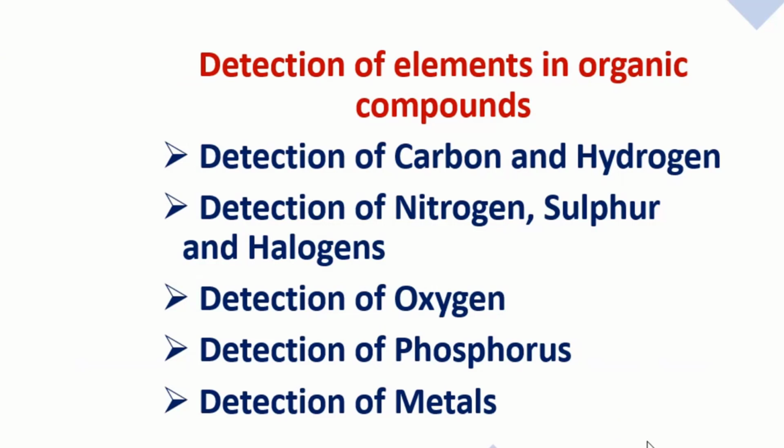And we know organic chemistry is the study of hydrocarbons, carbon and hydrogen. So today we will discuss different tests which we will perform in the lab to identify the elements. That is called the detection of elements. So first we will talk about the detection of carbon and hydrogen. Then a detailed discussion about the detection of nitrogen, sulfur and halogens, and there might be one short question over there. And then detection of oxygen, phosphorus and how to detect the metals.